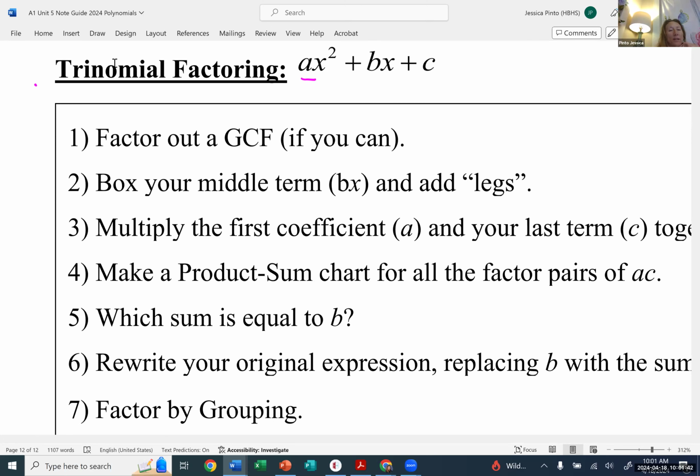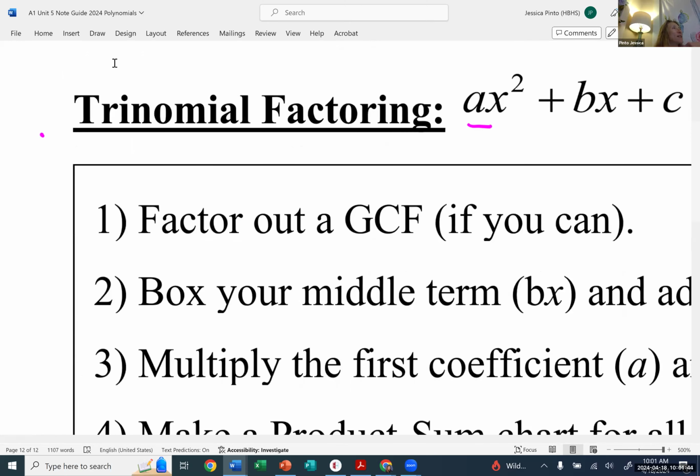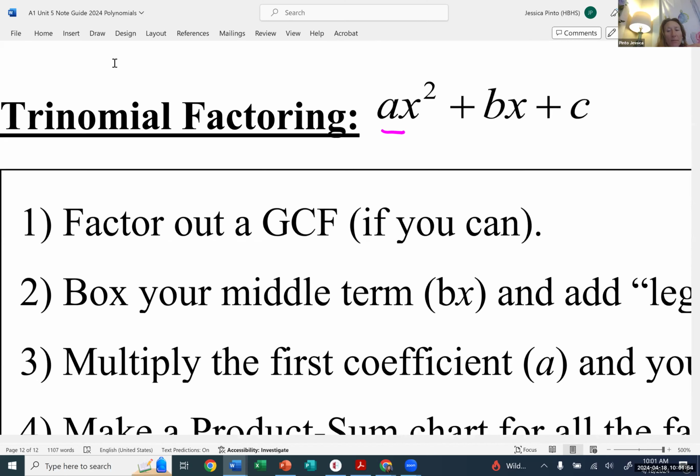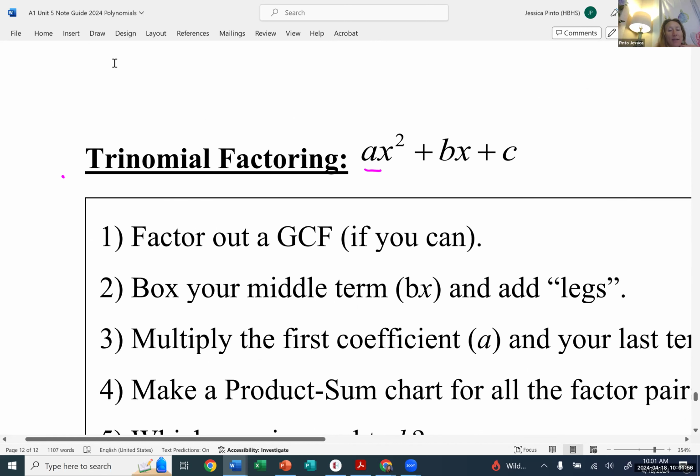Number 1, we're going to look to see if there's a GCF. That's a common number or letter in every term. If that's there, you take it out. Next, you're going to find your middle term, and you're going to add legs to it.